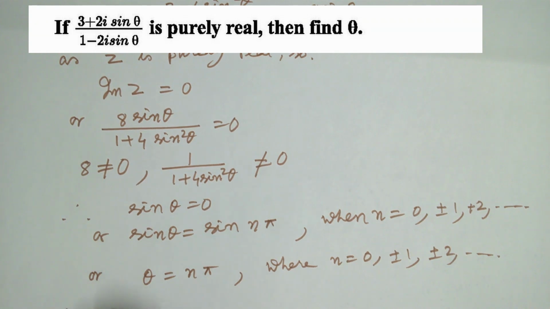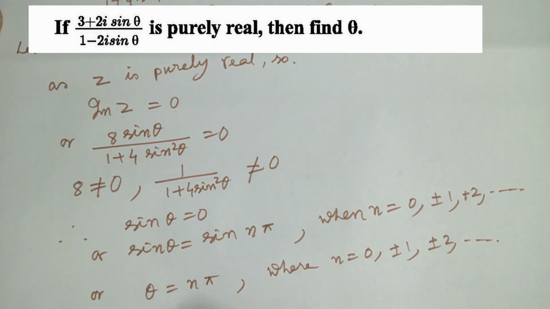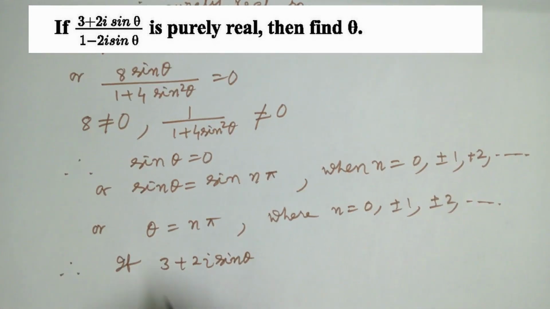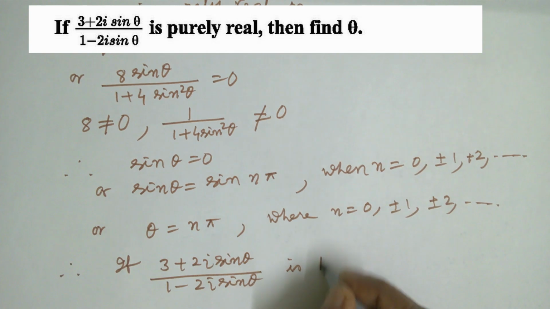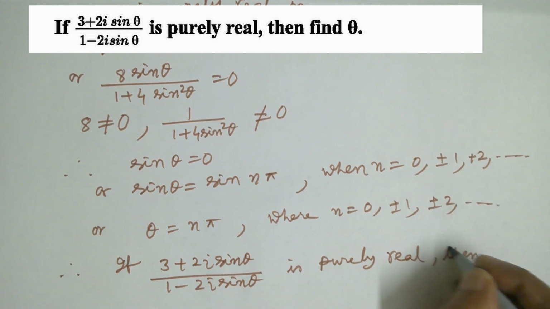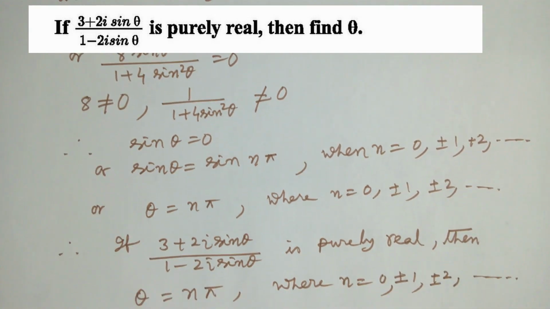So, therefore, if the given expression (3 plus 2i sin theta) by (1 minus 2i sin theta) is purely real, then theta is equal to n pi, where n is equal to 0, plus minus 1, and so on. Hence the answer.